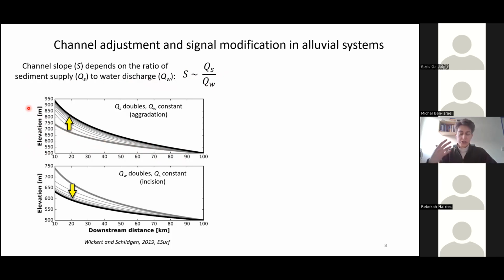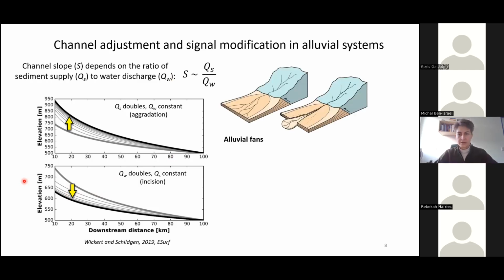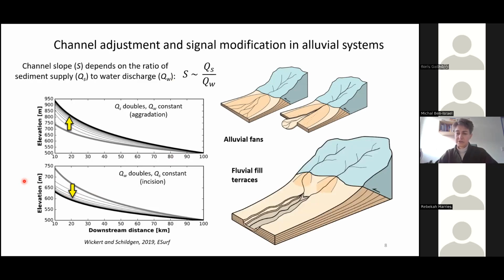And the way the channel achieves that is that it deposits sediment, so it starts to aggrade. Conversely, if we again start with our graded channel in gray, and we double water discharge but hold sediment supply constant, the slope will want to decrease, and the channel achieves that through incision. Okay, so these changes in the channel bed elevation can be recorded in the form of geomorphic landforms, specifically distinct alluvial-fan lobes close to the mountain front. But as we start to go farther downstream, they can be recorded as cut and fill terrace sequences.